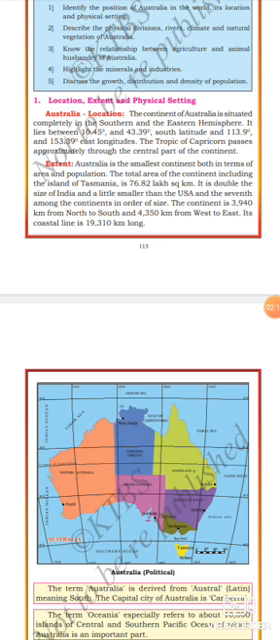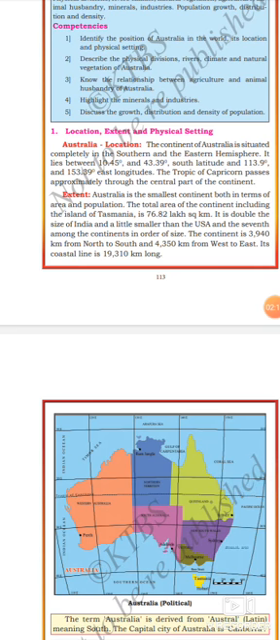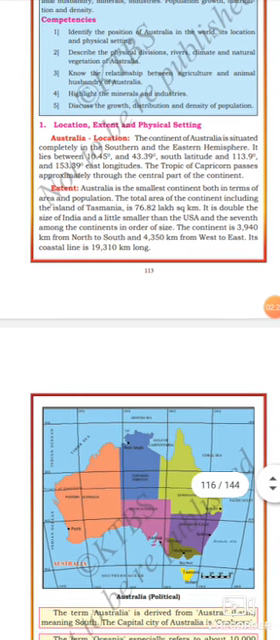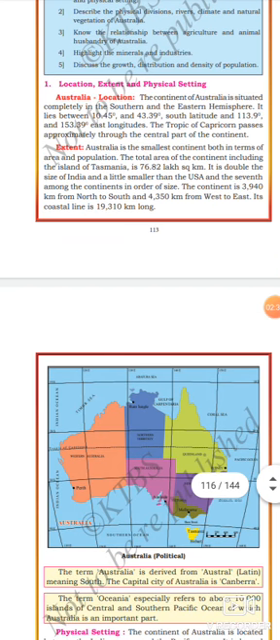See, it is double the size of India and a little smaller than the USA and the seventh among the continents in order of size. Got it, dear students? The Australian continent is double the size of India and a little smaller than the USA, and it is seventh among the continents in order of size.